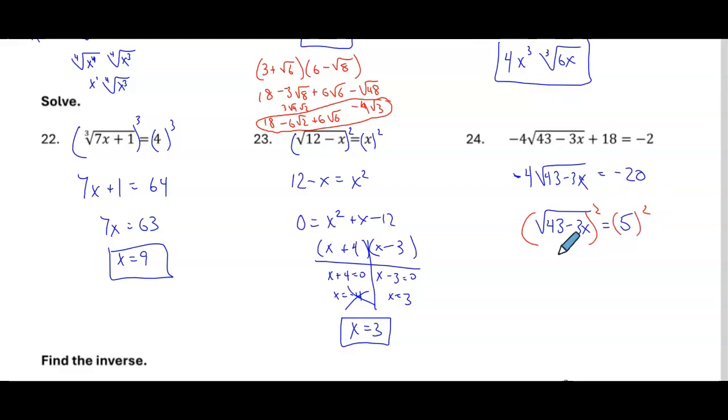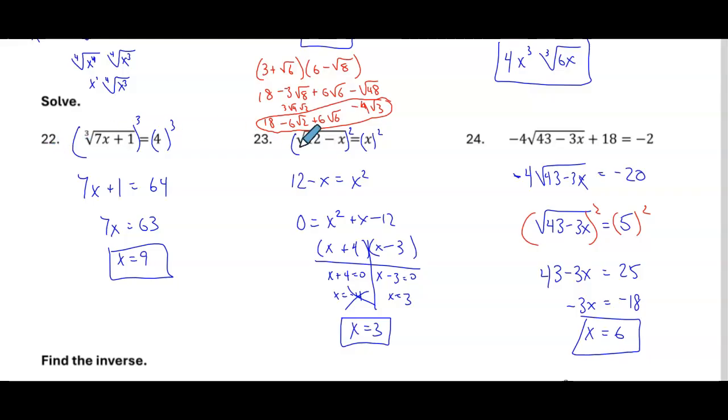And that's going to cancel out my square root, 43 minus 3x. 5 squared is 25. So let's subtract 43. That gives me negative 18. Let's divide the negative 3 and we get 6. 6 is fine because it doesn't create a negative square root.